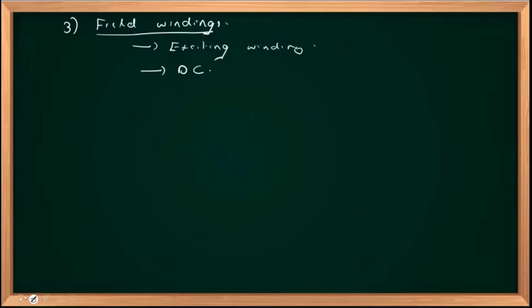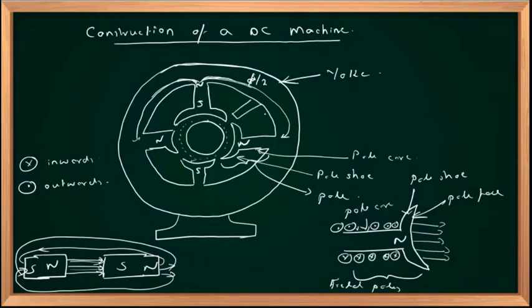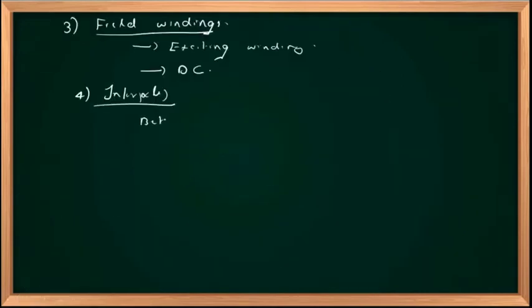The case is valid for all machines, not only for the DC machine, but also for AC synchronous machines, alternators, everywhere. Right. Now we have a term called interpoles. These interpoles are located in between the main poles of the DC machine.